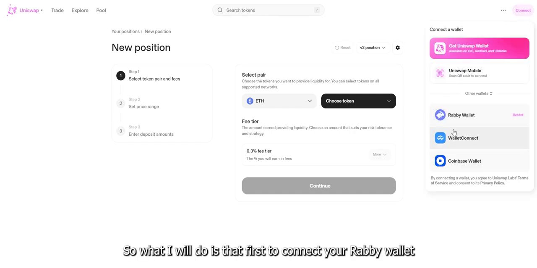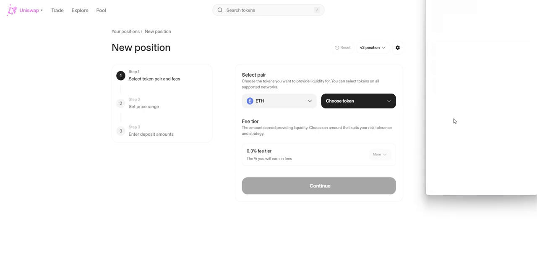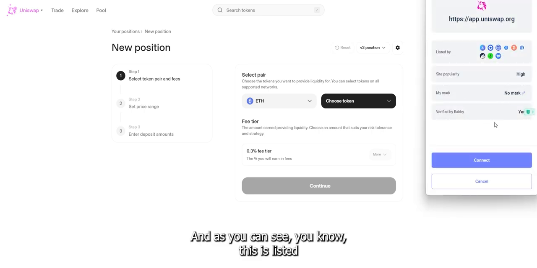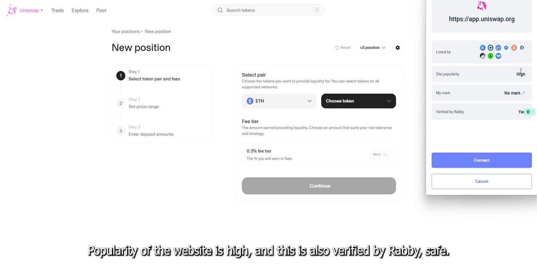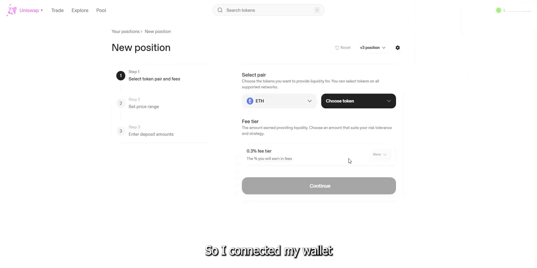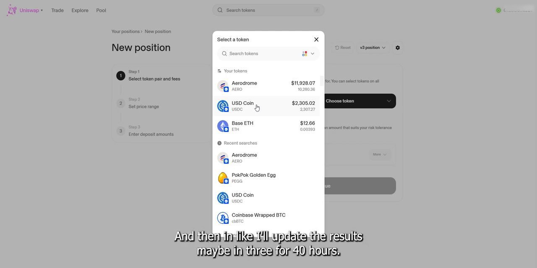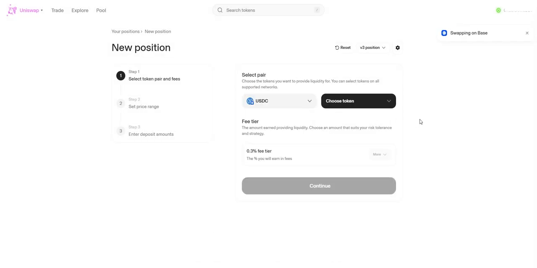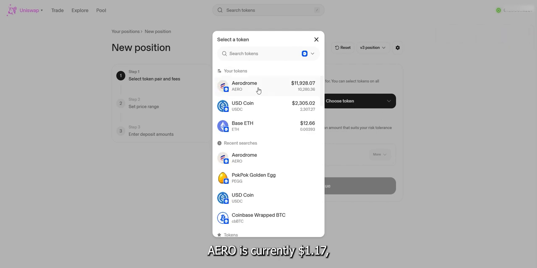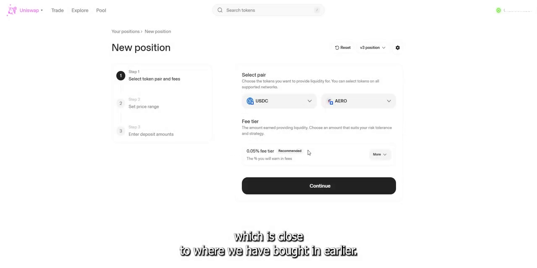So what I will do is first connect my wallet to the website. As you can see, this is listed by quite a number of websites, the popularity of the website is high, and it's also verified. So I connected my wallet, and here what I want to do is put in a 50-50 full range pool in this example, and then I'll update the results maybe in 24, 48 hours. AERO is currently at $1.17, which is close to where we opted in earlier.